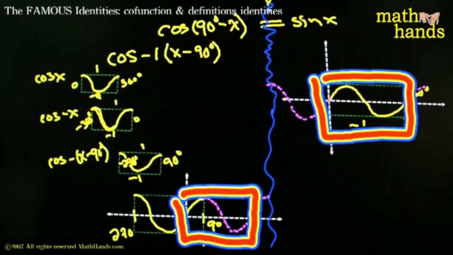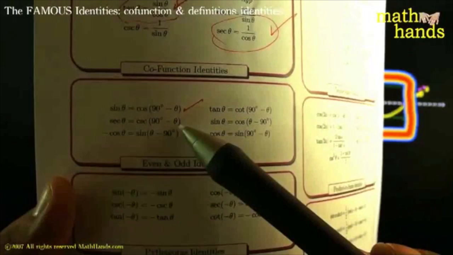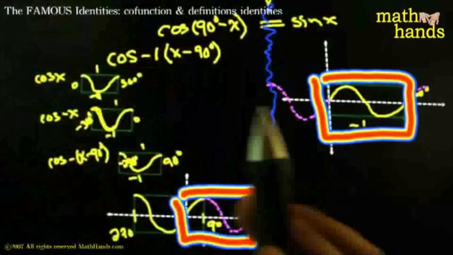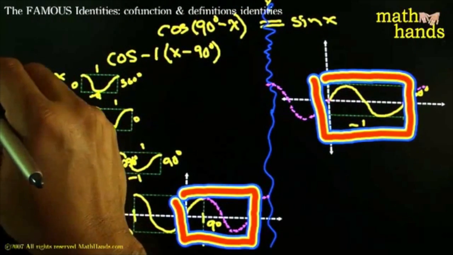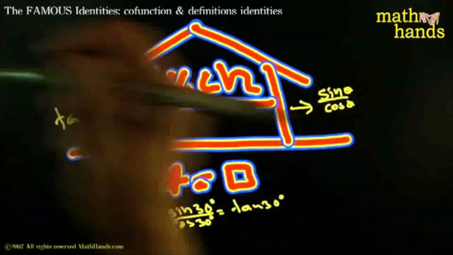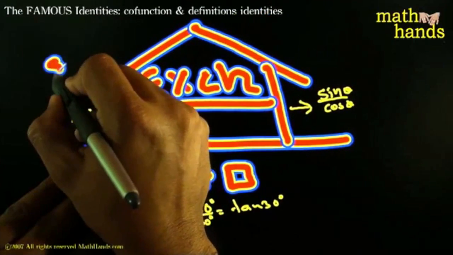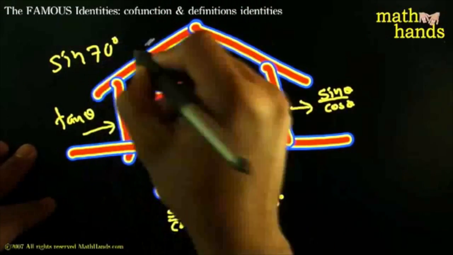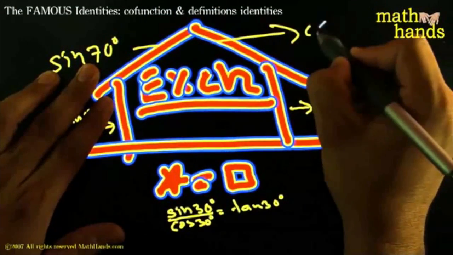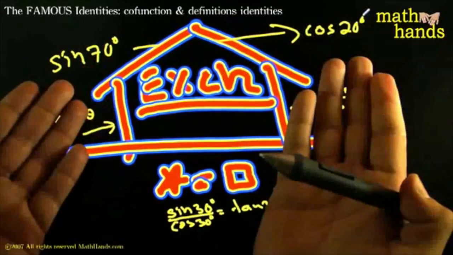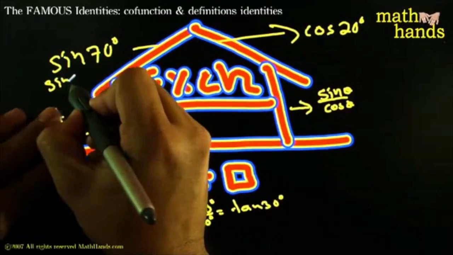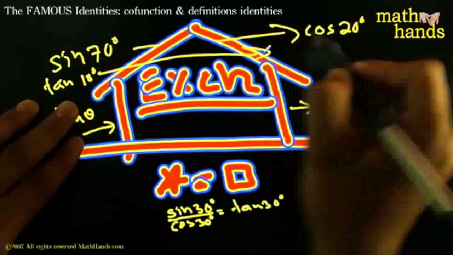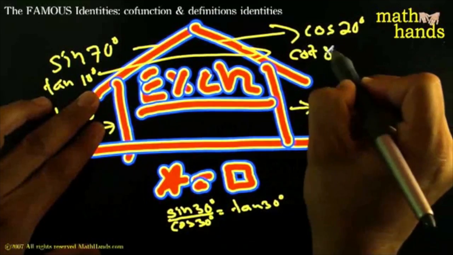So your job is to go through every one of these and prove it using one of the four techniques until you feel comfortable and you own it. And not only that, but you should understand exactly what that means. That means that you can go to the exchange house, and every time you've got, for example, sine of 70 degrees, you can exchange that for a cosine, no problem. You'll get back a cosine of 20 degrees. Same thing for the other ones too. If you have tangent of 10 degrees, you can exchange that for a cotangent of the complementary angle, 80 degrees.